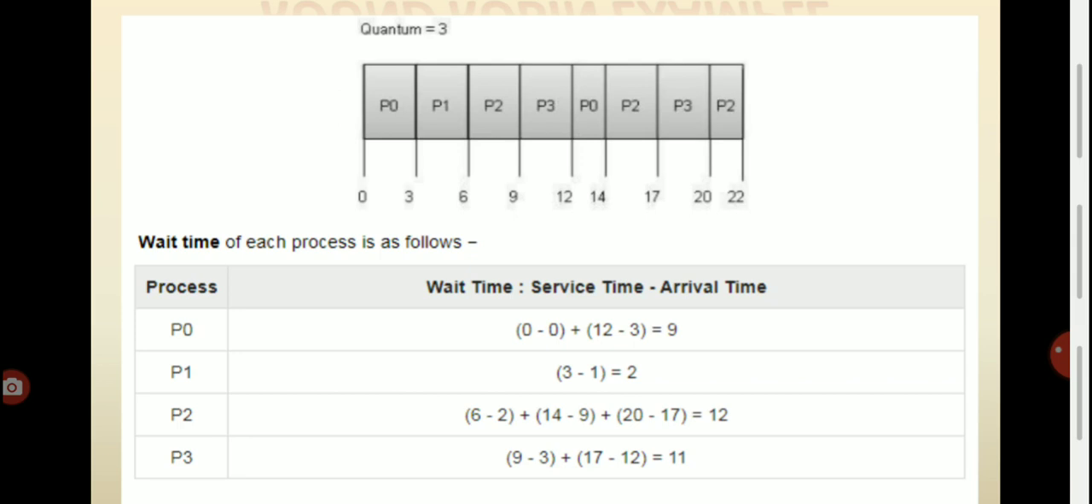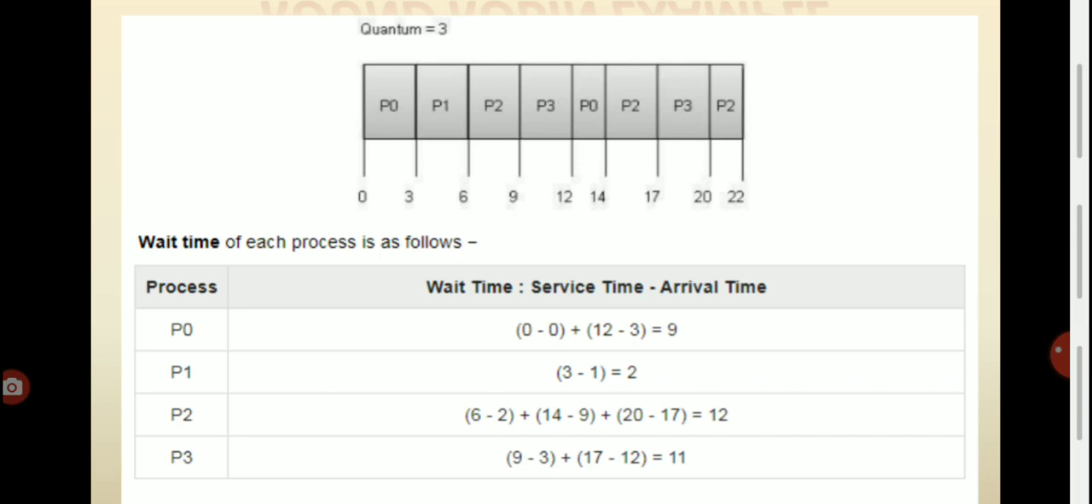When P3 is over, P0 comes again, and it will use the processor for its remaining time of execution, which is 2. Actually, the execution time of P0 is 5, right? So the first 3 minutes are over in the first batch itself. When the next batch starts, it will use the remaining 2 minutes. After P0, P1 would come, but P1 has already finished, because the execution time of P1 is 3. It is over in the first batch itself. So P1 is over, then P2 comes.